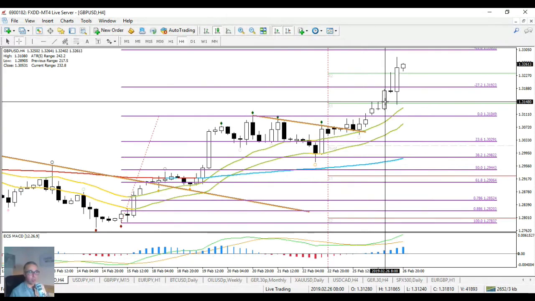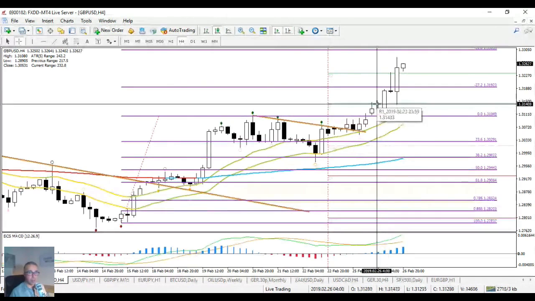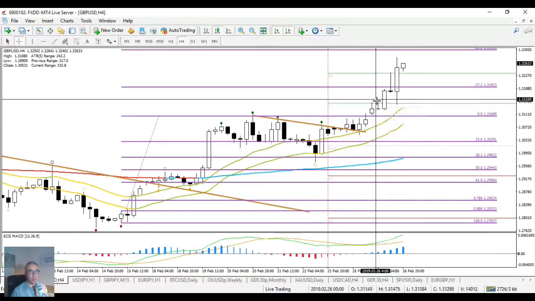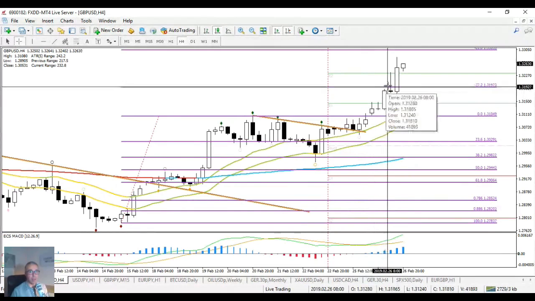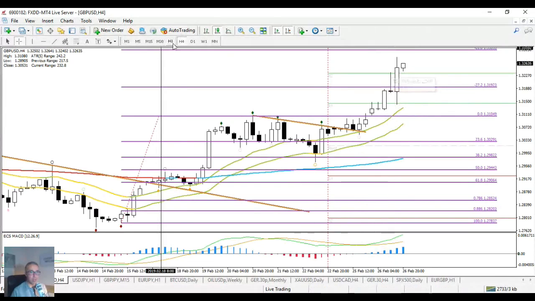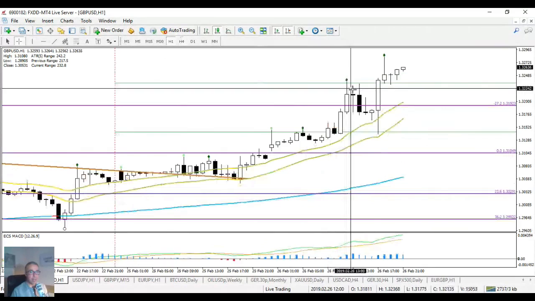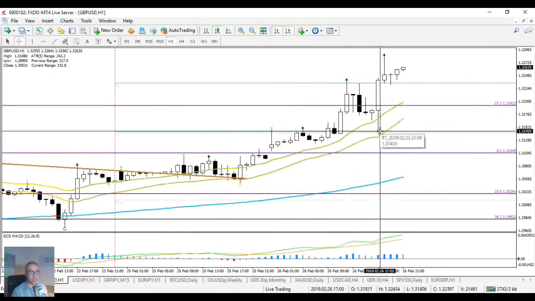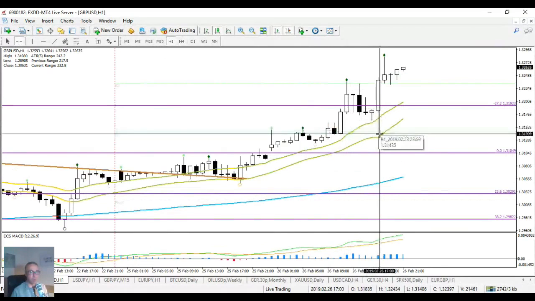I think I mentioned 131.25/131.50. So what happened was we actually got a continuation up to the R2 first, as you can see. Now we can take a look at the hourly chart, right? But then we did get that retracement into the R1, back into that 131.40, 130.50 zone.